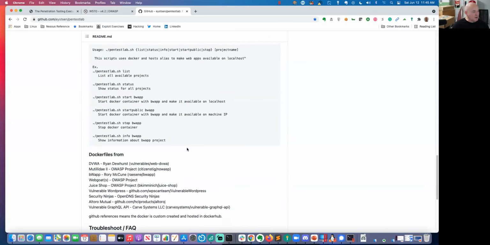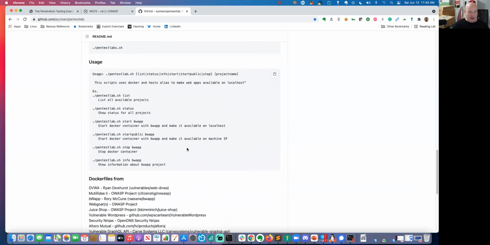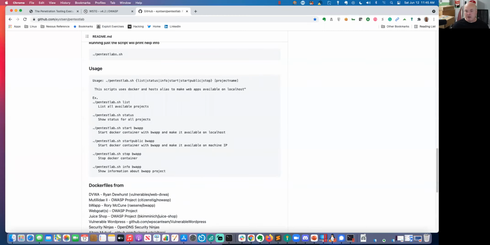Some of the applications are limited in the vulnerabilities they expose, like Juice Shop is limited in some of the things you can do there. With your SQL injection kind of stuff, you're limited in what you can do there. Since it's running locally on your machine, they're trying to prevent vulnerabilities on your system.